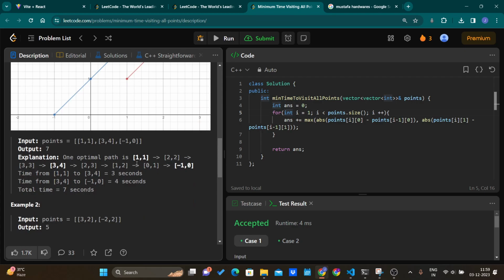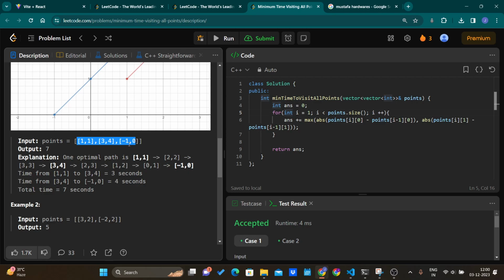So the problem states that we have to visit all these points, and we have to visit these points in the order that is given. So first we have to visit this point, then this point, then this point. From this point we visit this point, from this point visit this point, and if we visit a point in between, that visit is not counted. Only if we visit in order, it's counted.